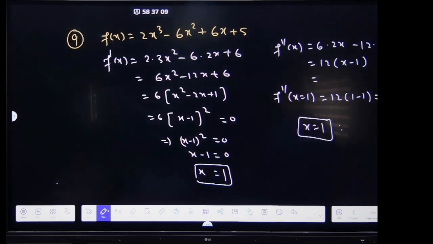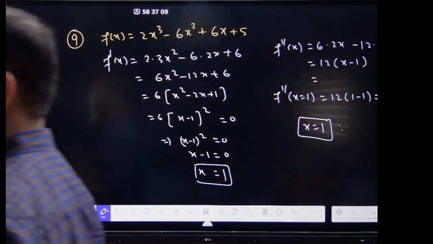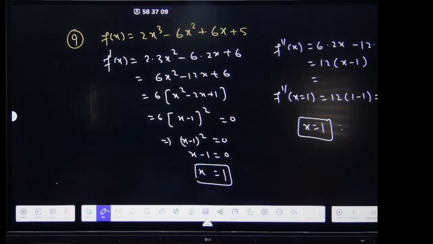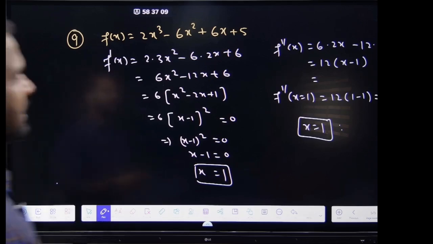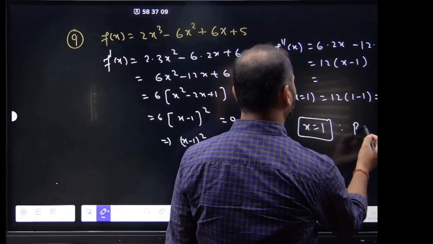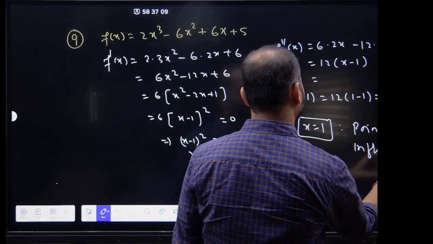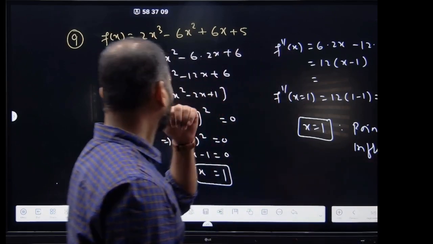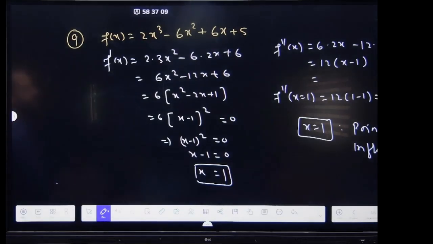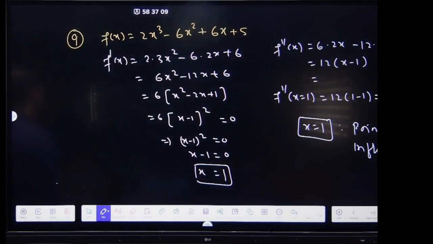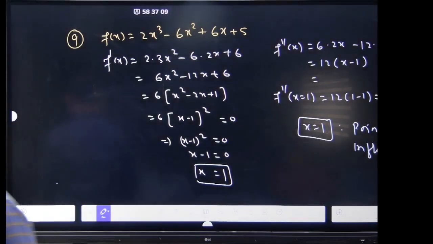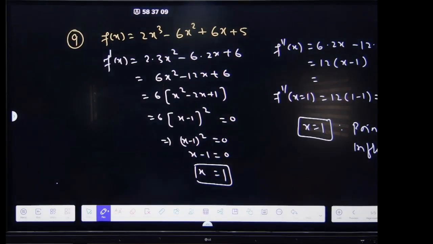Is it clear? Understood? Just check the answer once. Next, so write down x is equal to 1. Since we are getting 0, hence x is equal to 1 is point of inflection. Correct? Now next question you solve, the 10th one I told you to solve, right? Same type of question is there, 10th one you do it.